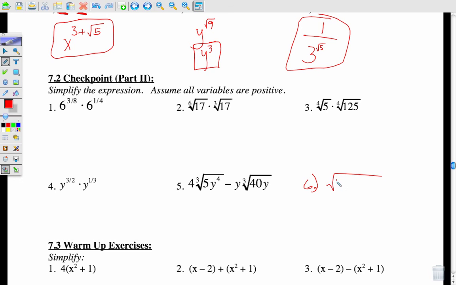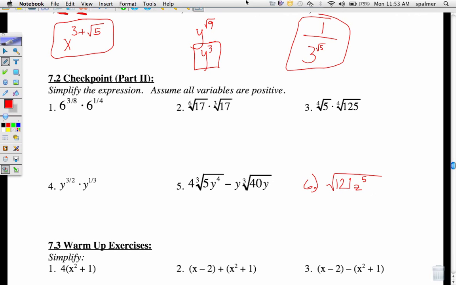All right, so what I want you to do is try these 5, and I believe your notes will also have a number 6. I believe it will have the square root of 121 z to the 5th. Mine doesn't have that, but I want you to try those 6, and I will put the answers to these online.